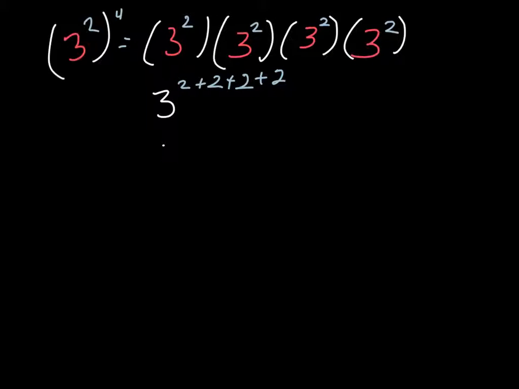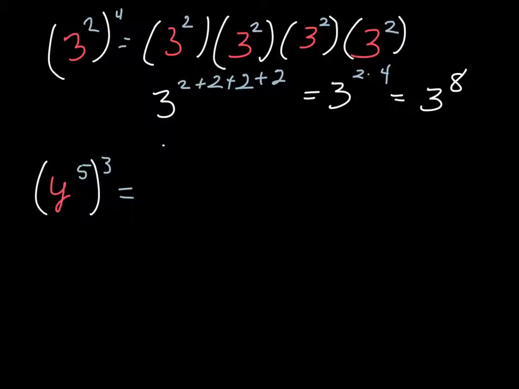Okay, but that's kind of silly because we know that repeated addition is the same as multiplication. So that'd be the same as 3 to the 2 times 4, equals 3 to the 8th. So we have a new pattern developing. See if you can see the pattern developing in this one.